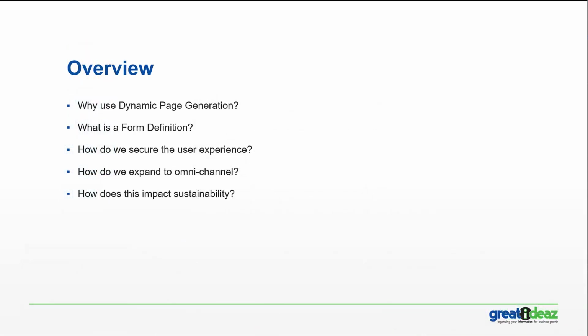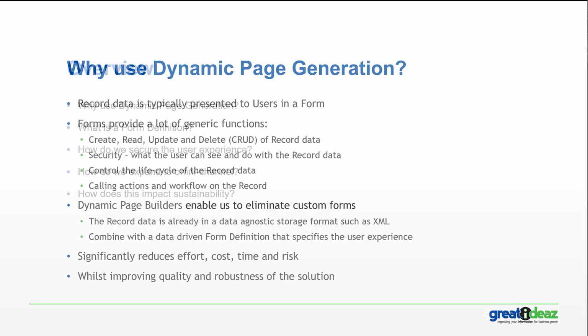So the scope of this particular video, we're going to look at why we use dynamic page generation in Great Ideas, and particularly why it is a central element of the trellispark framework. We're going to be looking at what a form definition is and how we can use that to generate pages on the fly. We'll also have a look at how we secure the user experience, and then how we take our dynamic page generation and use this in an omni-channel user experience. And finally, we'll discuss how dynamic page generation impacts the sustainability of our corporate applications.